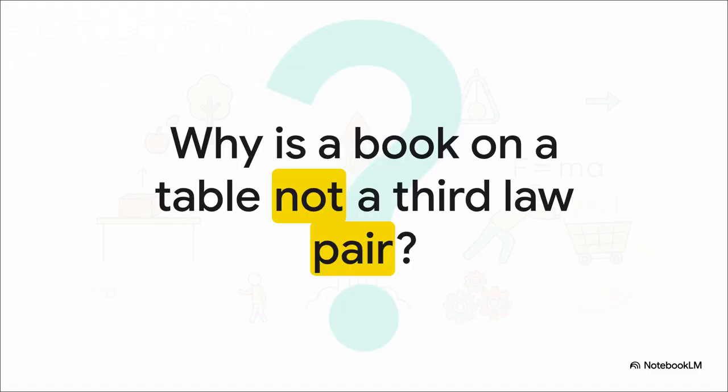I'm going to leave you with this final, vital puzzle to test if you've truly mastered today's explainer. Drop your answers in the comments section. If a book on a table is pushed up by the table's normal force and pulled down by the Earth's gravity with an exactly equal force so it doesn't move, why isn't this an action-reaction pair? Think really carefully about the bodies involved.